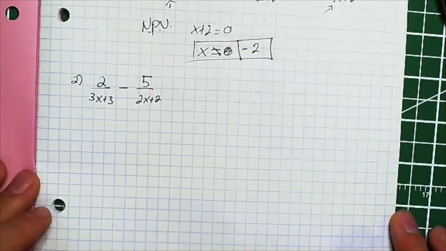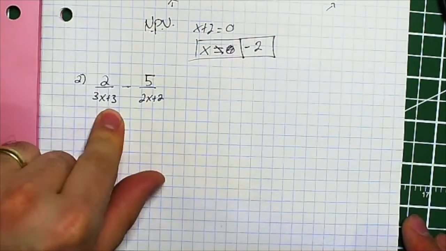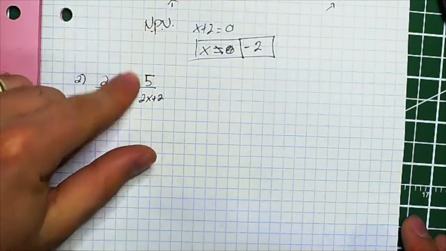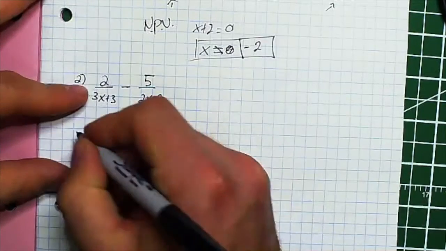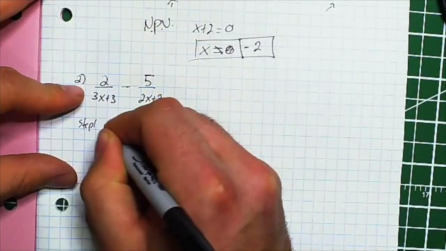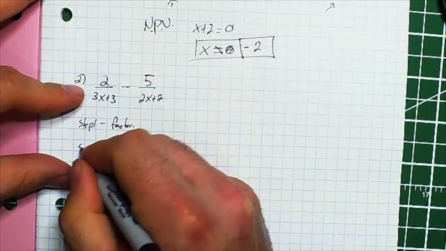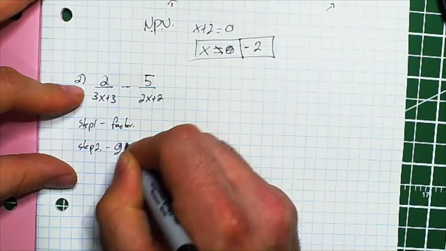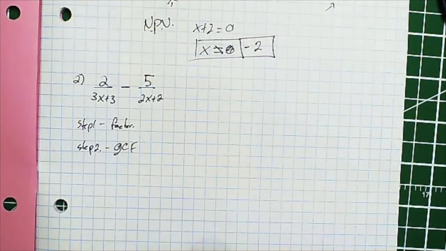When they don't match, you've got a couple of options. Usually they're going to be set up so that you can simplify one or both of them. So 3x plus 3 and 2x plus 2. I've got 2 divided by 3x plus 3 minus 5 over 2x plus 2. If you can, step 1 is always going to be to try and factor. And once you've done that, you're basically going to find a common factor. Once you've found the greatest common factor, you can move on from there.